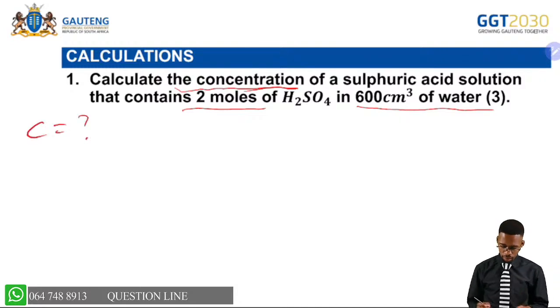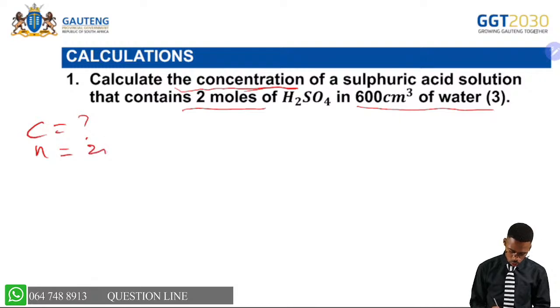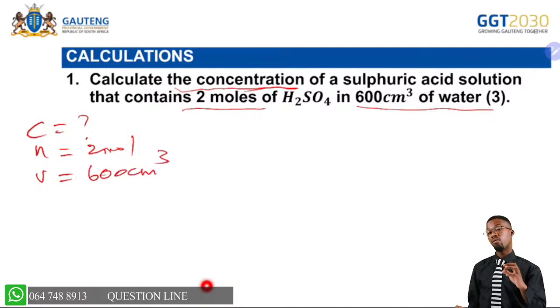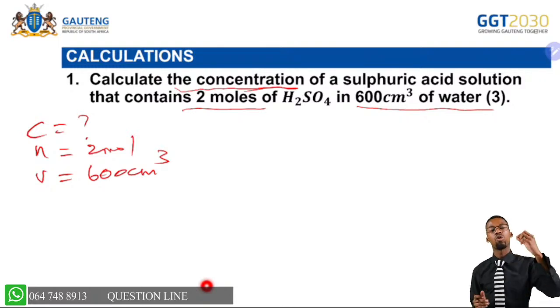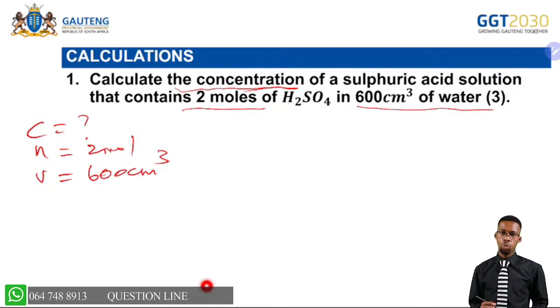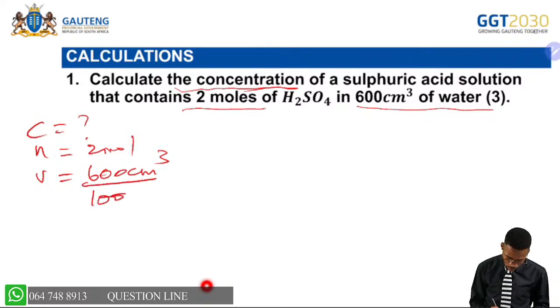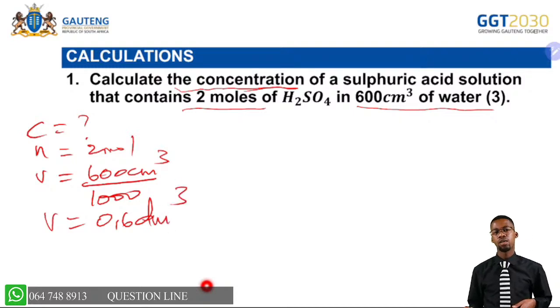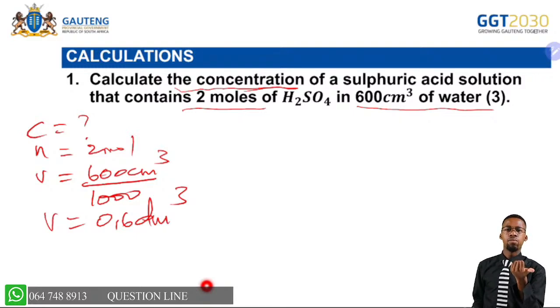What is it that we have? We have the number of moles, which is 2 mole, and also we have the volume, which is 600 centimeter cube. And you can see that our volume is in centimeter cube. So it is up to us to make sure that we convert from centimeter cube to decimeter cube. So what do we do, learners? We divide by 1000. Therefore, our volume will be 0.6 decimeter cube.